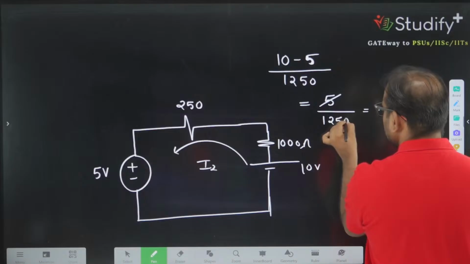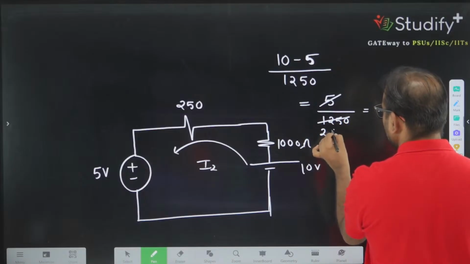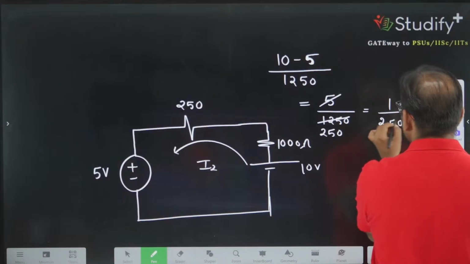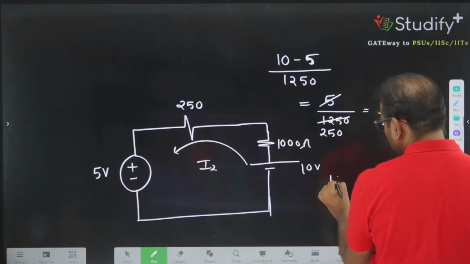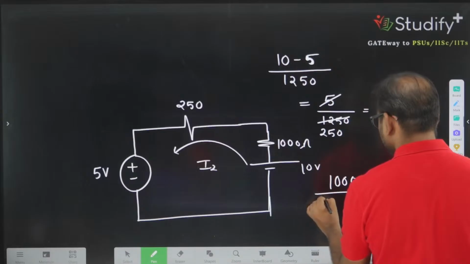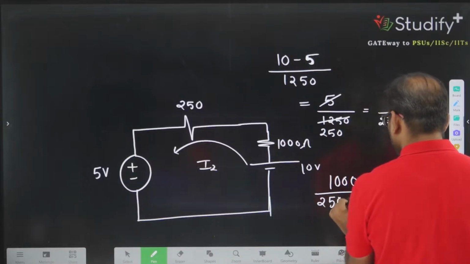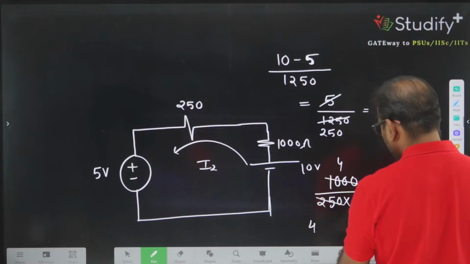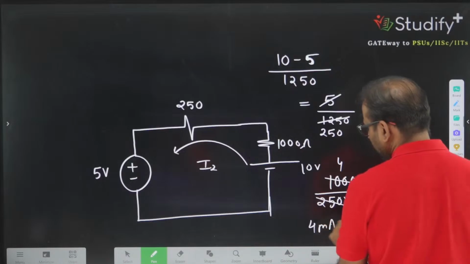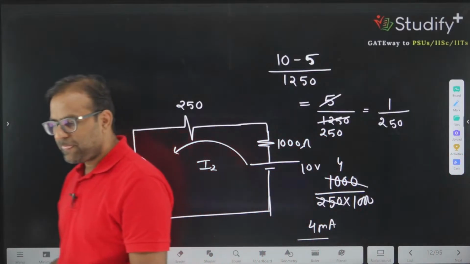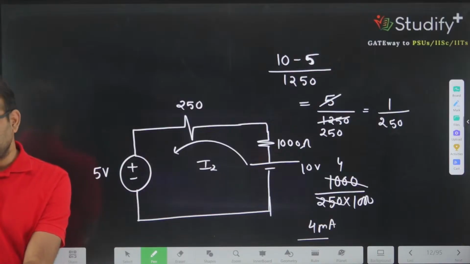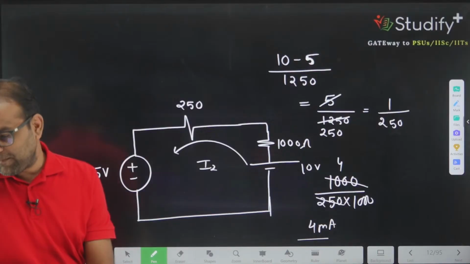This value is 5 divided by 1250, which is 1 divided by 250. Let's multiply it and divide by 1000. So 1000 divided by 250 into 1000. 1000 divided by 250 is 4. 1 divided by 1000 is milliampere. So what is the correct answer for this? The correct answer for the question is 4 milliampere.